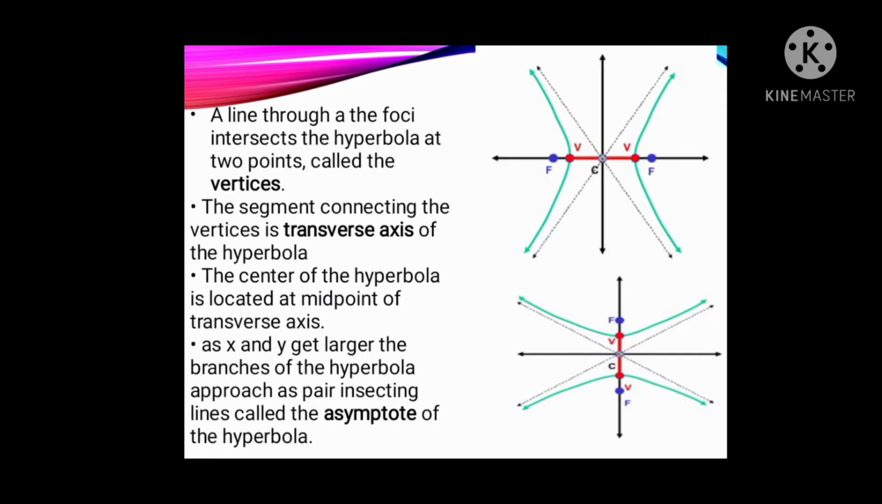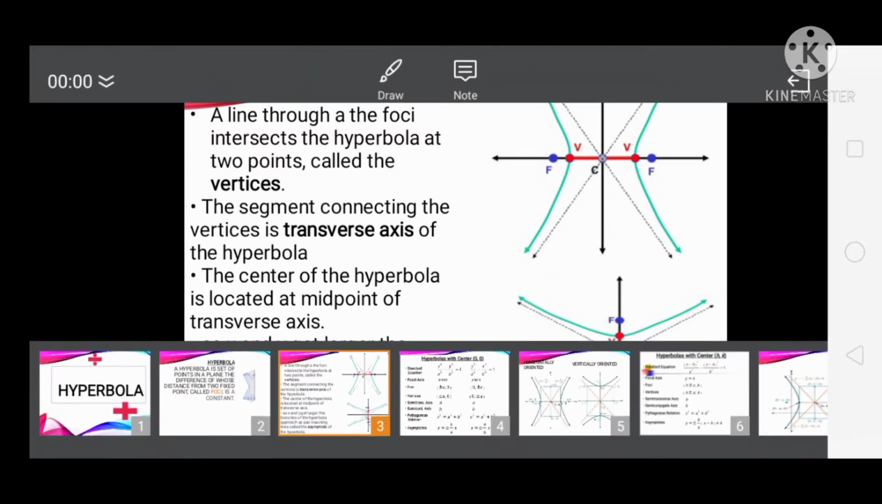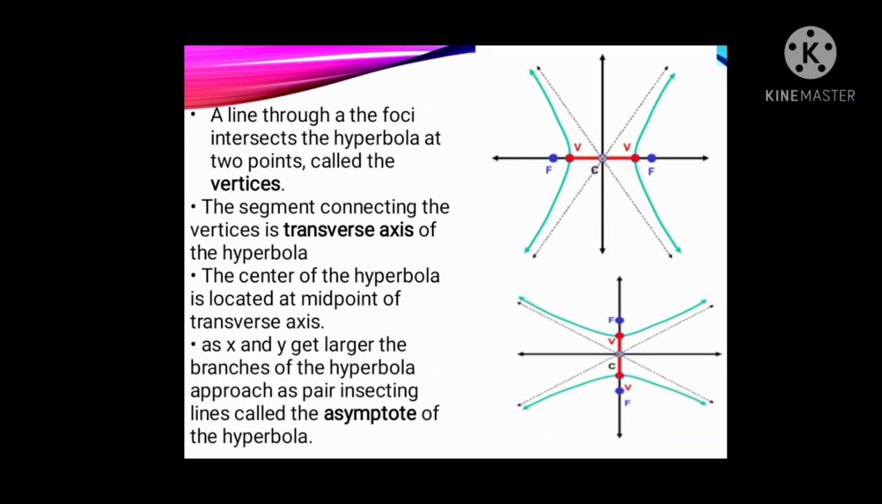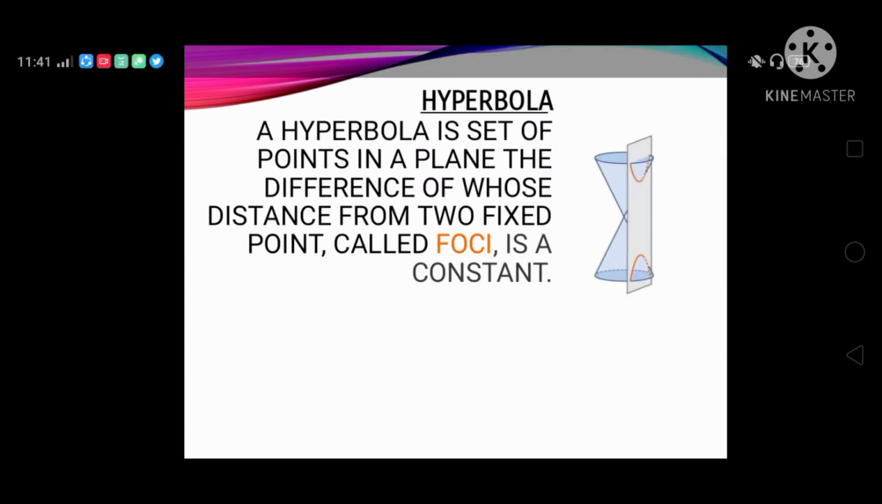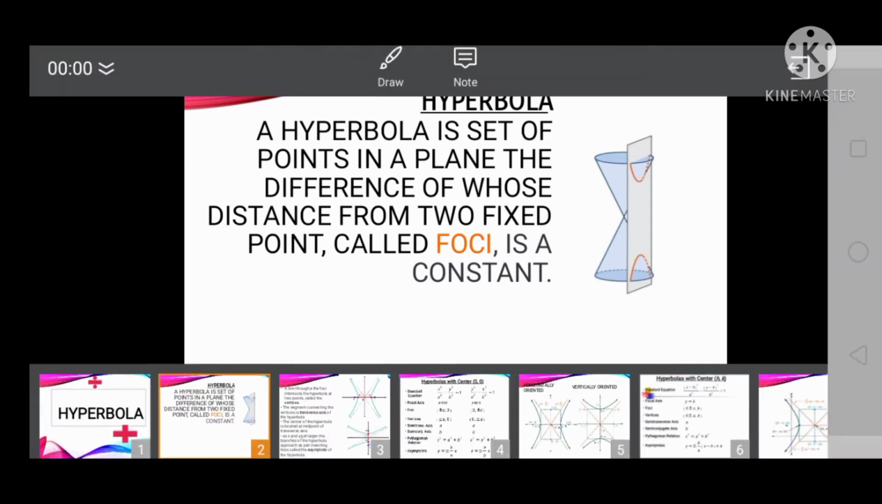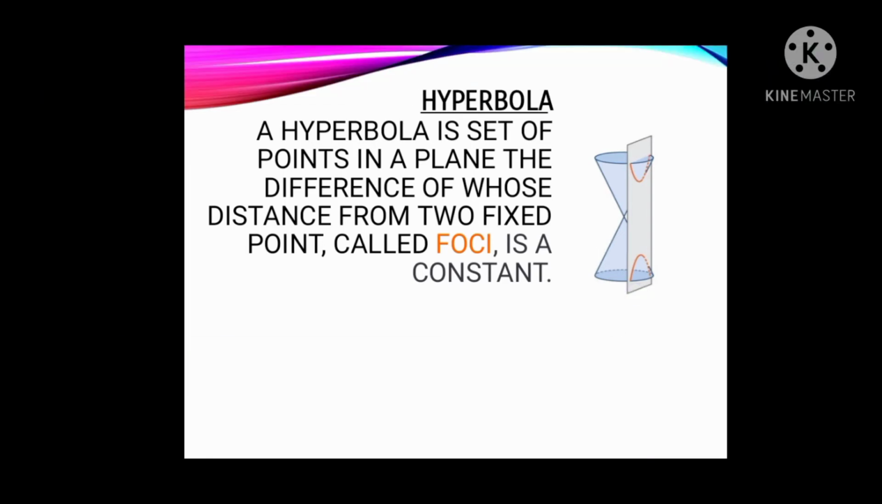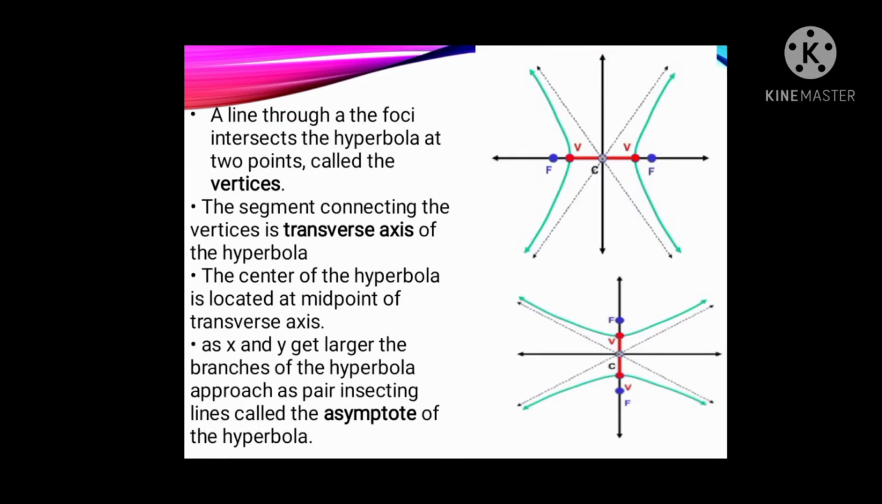A line through the foci intersects the hyperbola at 2 points called the vertices. So these red points here are the vertices. By the way, these two graphs here, this one is what we call horizontally oriented, facing left and right, then the one below is vertically oriented, facing up and down.